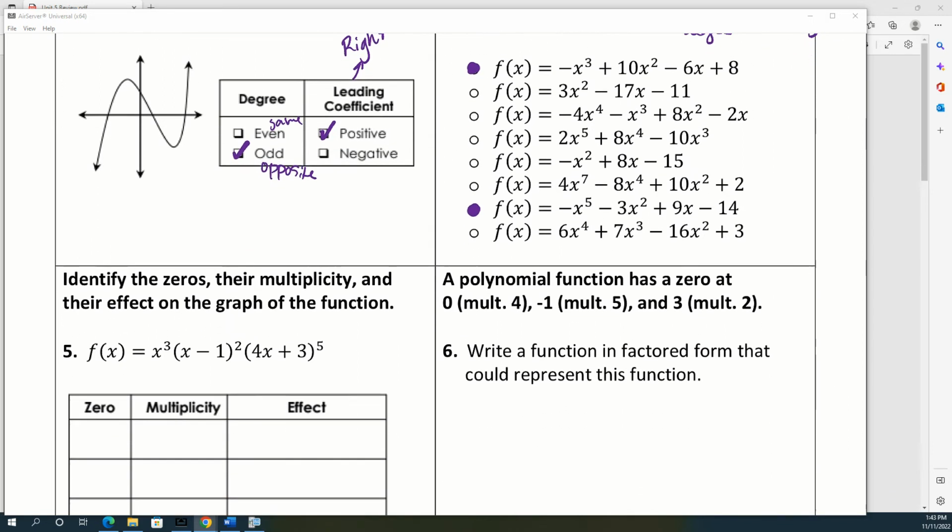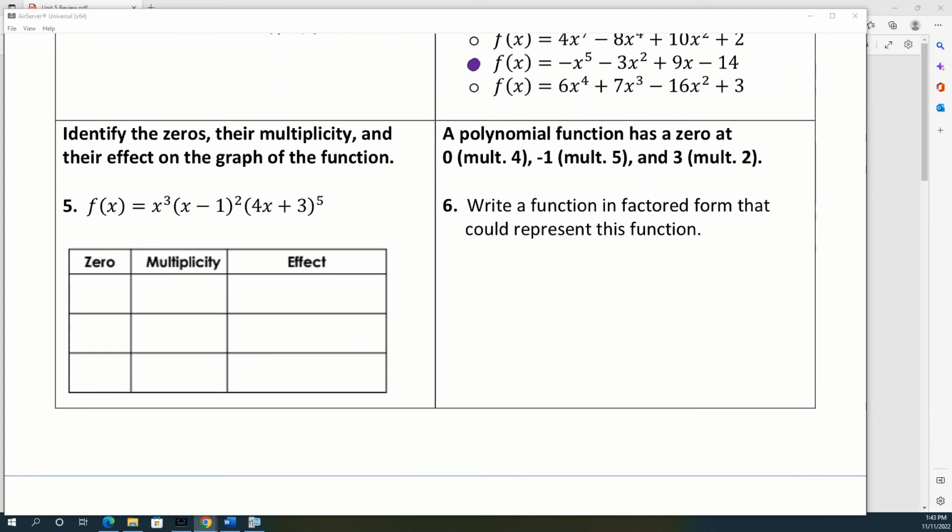Okay. And then these last 2 questions, we're talking about zeros and multiplicity. To fill out this table, we look at each factor and think about what's going to make that equal to 0. If we have an x with no addition or subtraction, that 0 is always going to just be 0. If I do have addition or subtraction and there's not a number in front of the x, I'm just going to use the opposite for my 0.